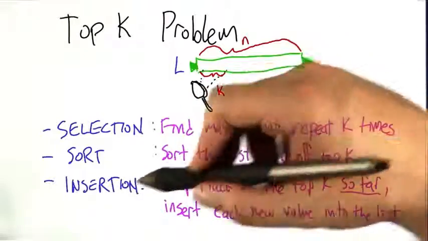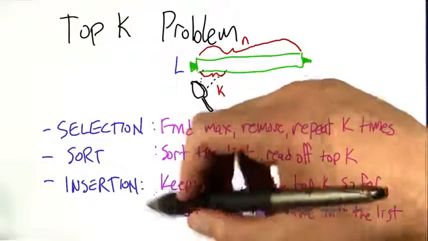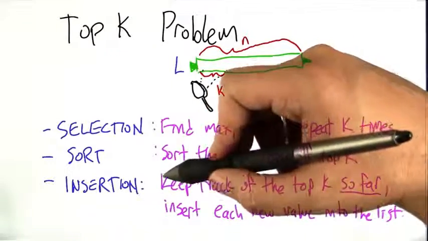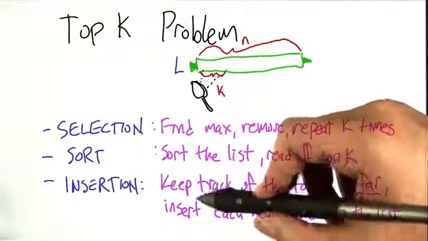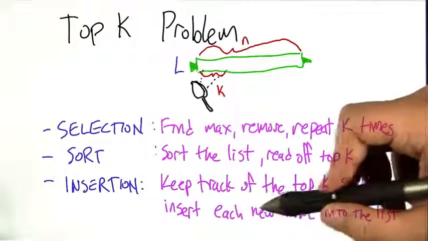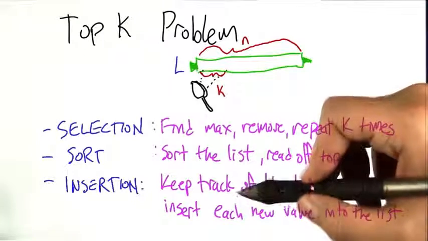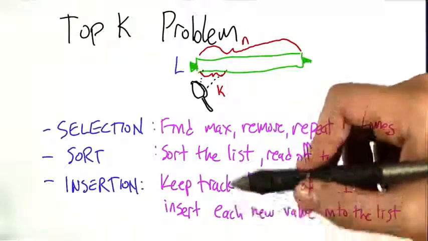Insertion is another strategy. This is the generalization of the solution that I gave for the find the second best example before. In that example, I kept track of both the best and the second best, and then was running through the list, and for each new element of the list that was encountered, figured out where it would fit into that top 2 list. If it was smaller than both of those, ignore it. If it's bigger than both of those, put it at the top of the list and bump the list down, and so forth.